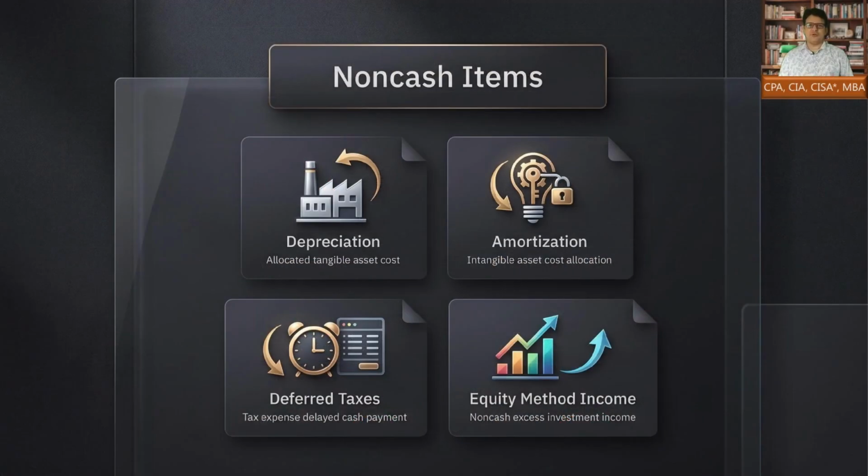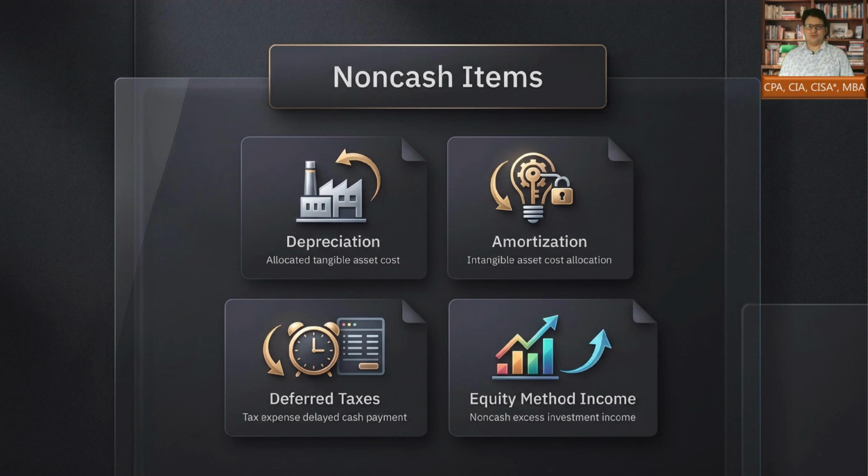Non-cash items are also adjusted under the indirect method. Depreciation is added back because it reduces net income without requiring a current period cash outflow. Amortization follows the same idea for intangible assets. Deferred taxes may require adjustment because tax expense recognized in accounting income may not equal cash taxes paid.